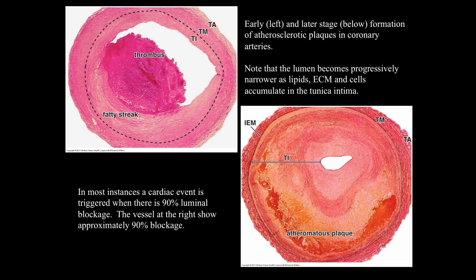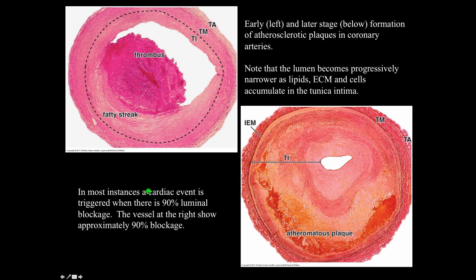Here's on the left an early and on the right a later stage formation of atherosclerotic plaques in the coronary arteries. Here would be the tunica media, here would be the tunica intima like this, and look, the fatty streak is increasing the area of the tunica intima here, and the lumen is going to become progressively narrower, again, as lipids and extracellular matrix materials accumulate in the tunica intima.